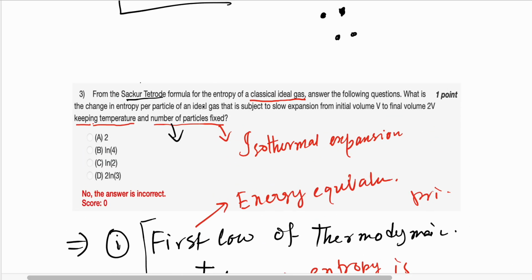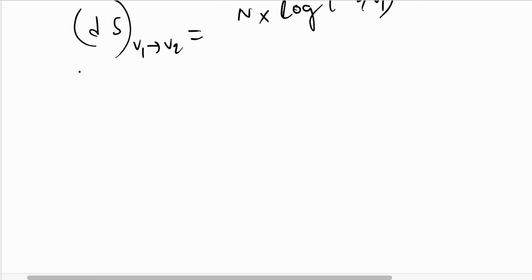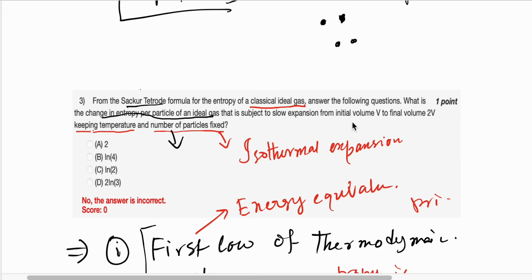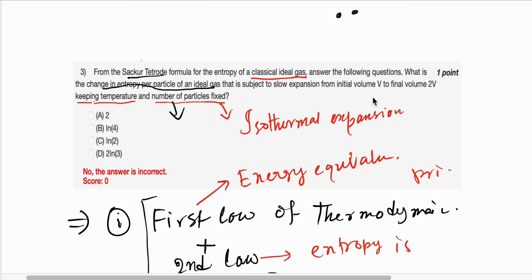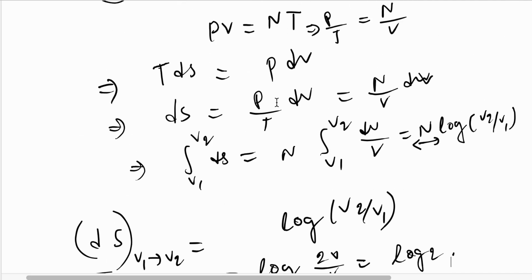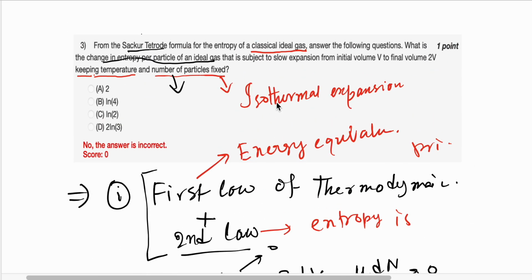Now it is asked what is the change in entropy per particle. Per particle means change of entropy by N. Now if V2 is equal to 2V and the initial volume is V, then log of 2V by V is equal to log of 2. So that is the answer.